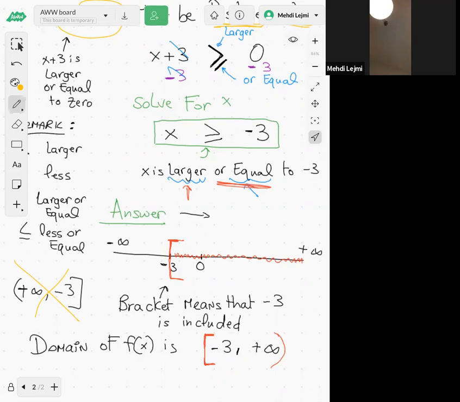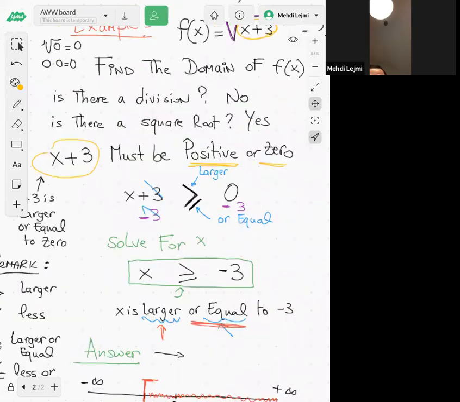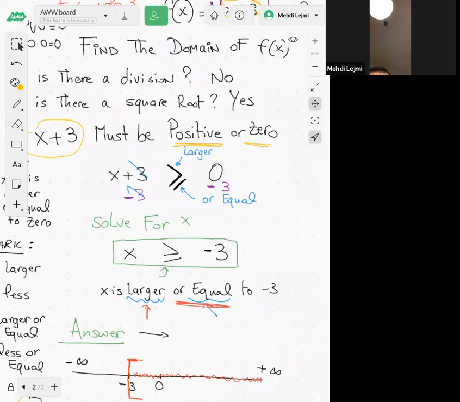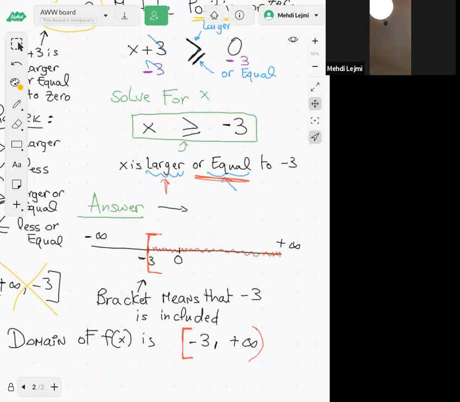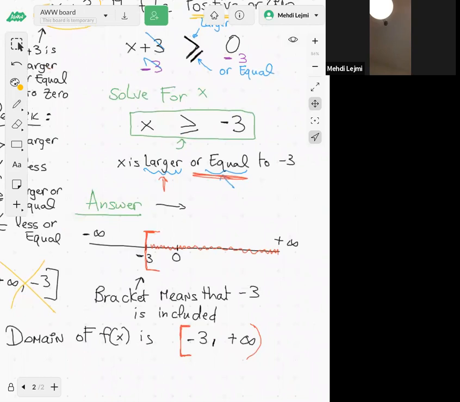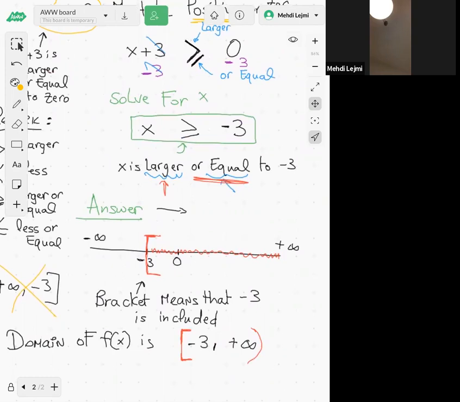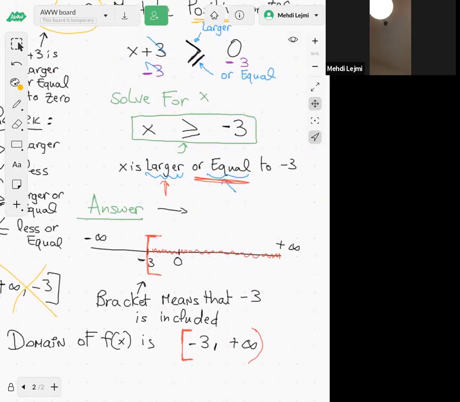So what I'm saying, guys, is that my input x can be any number larger or equal to negative 3. Let's see if this makes sense, right? So let me come back to my function f. My function f was the square root of x plus 3, minus 2. So let's pick a number. I'm saying my domain is any number larger than negative 3, so it's okay to pick any input x larger than negative 3. So for example, let's say x is 1.